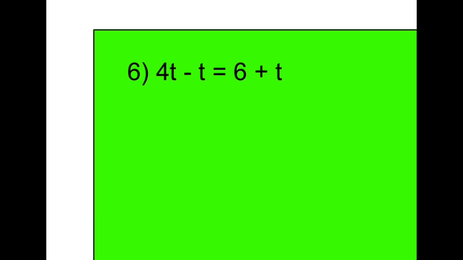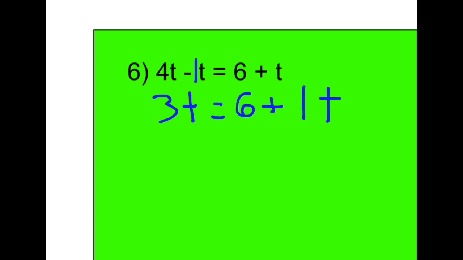Okay, last one. Look at this. Oh, we're just loaded up with t's in this one. We've got 4t minus, I'm going to write 1t equals 6 plus t. Okay. Well, let's simplify our like terms. Well, 4t minus 1t equals 3t equals 6 plus, well, I'm going to call this one 1t as well.